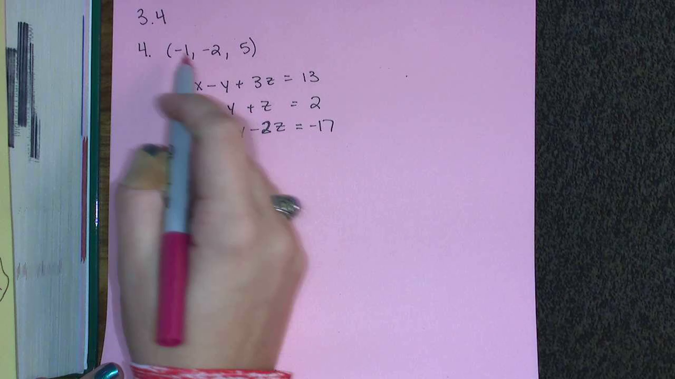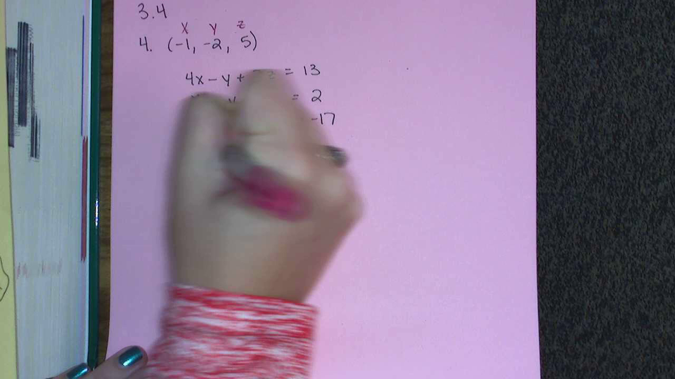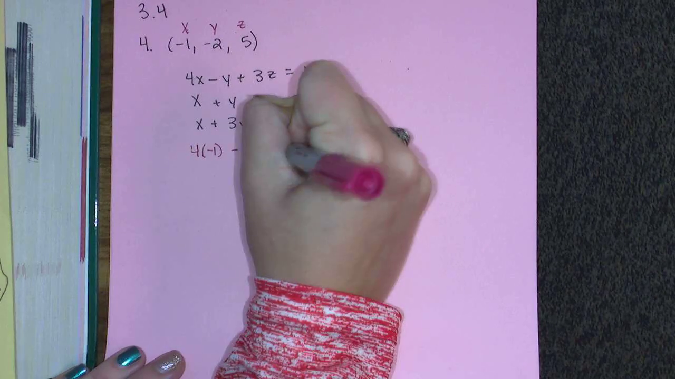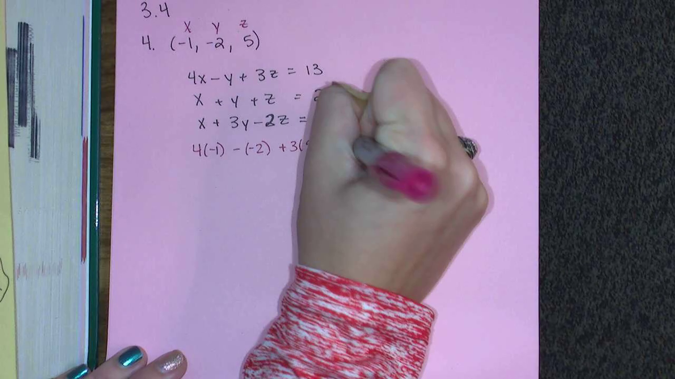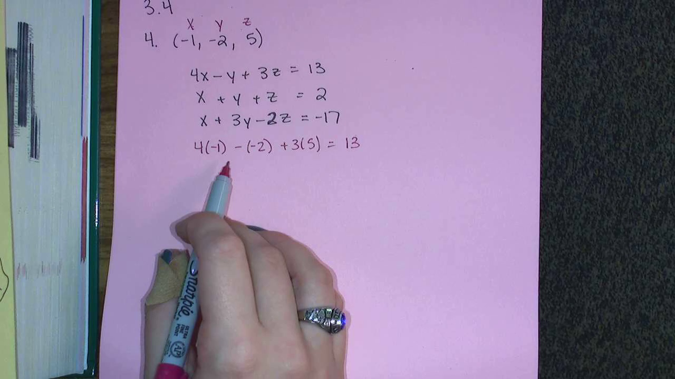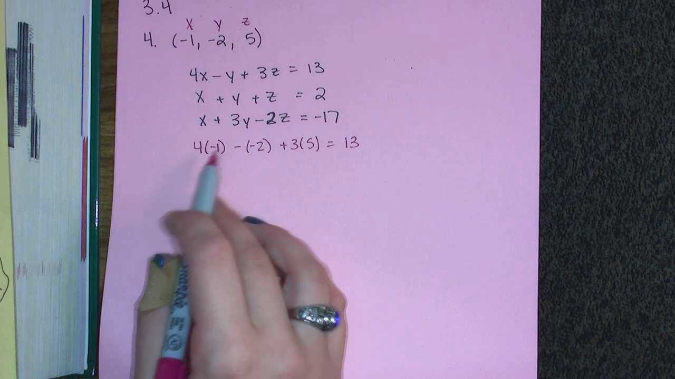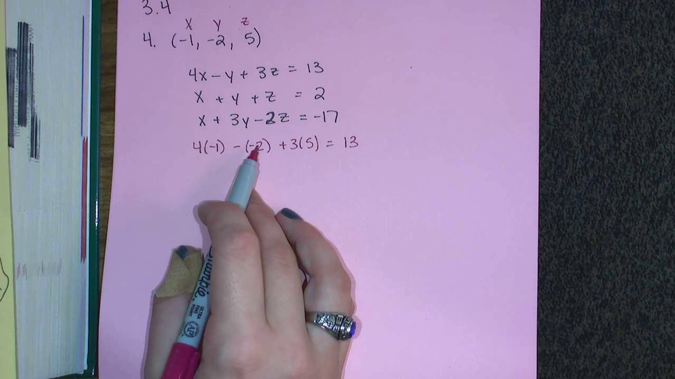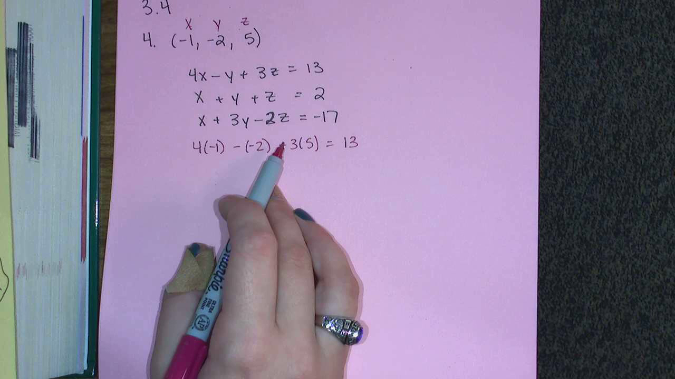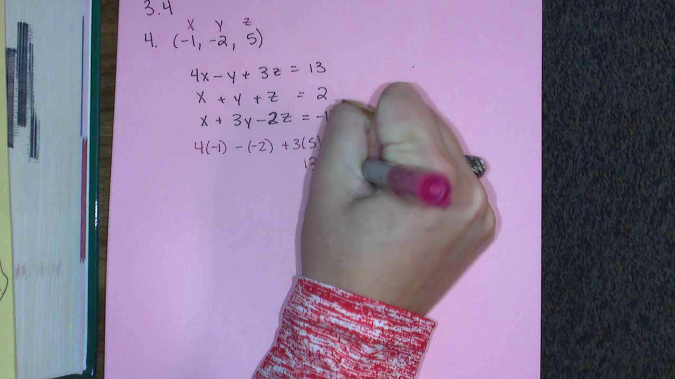So basically I'm just plugging in these numbers. So this is X, Y, and Z, and those are going in. So I'm going to have 4 times -1 minus -2 plus 3 times 5 is equal to 13. So I have -4 minus a -2, so that's -4 plus 2, which is -2. That comes out to 13 is equal to 13, so that one works.